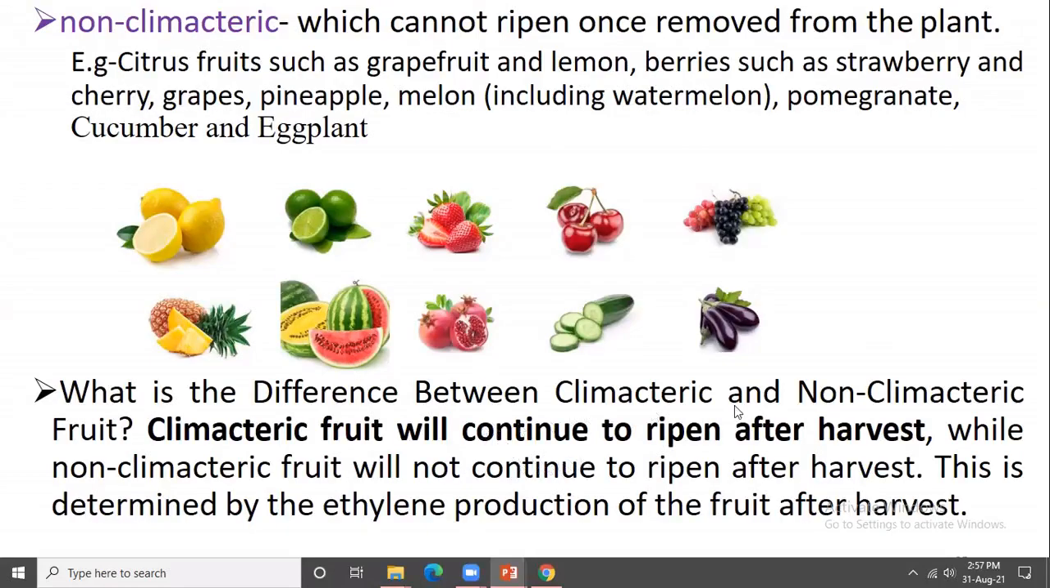This is the difference between climatic and non-climatic fruit. What is the difference? Climatic fruits will continue to ripen after the harvest, while non-climatic fruits will not continue to ripen after the harvest. This is the difference. This is determined by ethylene production. Climatic or non-climatic is determined by the ethylene.